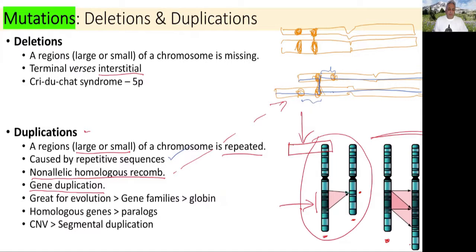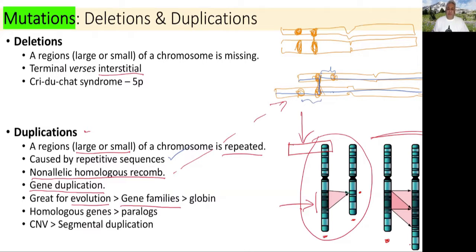The good thing is this becomes great fodder for evolution. So evolution can start working on the copy without worrying about changing the biochemistry of the primary gene. So you have two copies. The original one keeps doing its original job, but the copy can now vary and tinker with itself to produce new functions or different functions. And that can lead to gene families.